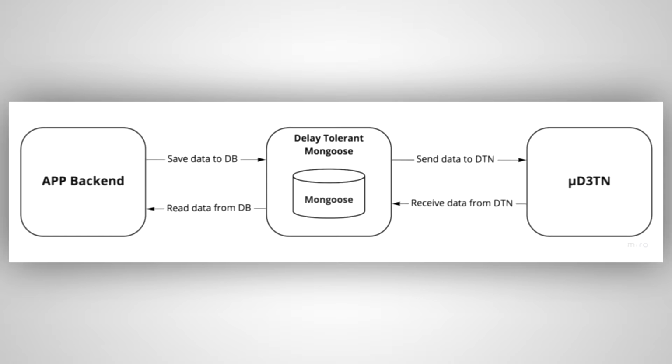This little graphic illustrates how delayed tolerant Mongoose works. When the backend needs to save or read information, it just has to make a normal connection to the database, as usual for any backend. The special thing about delayed tolerant Mongoose is that when saving information locally, it also sends update packages through the D3TN to update the rest of the non-local instances. This is done by using micro D3TN.